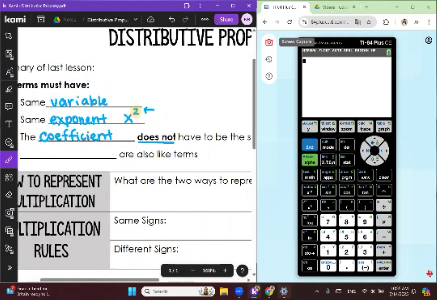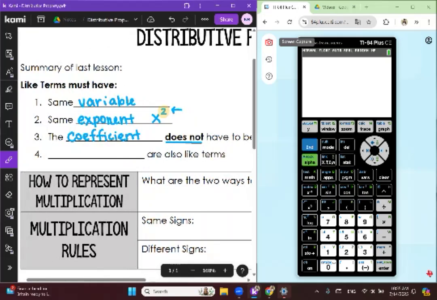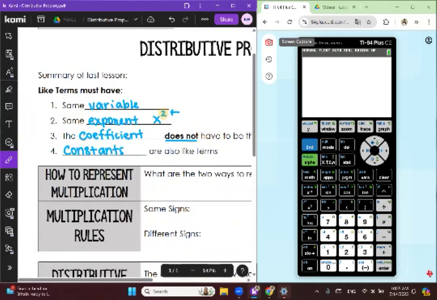What else are like terms? What else were we able to add? We were able to add numbers that are by themselves, which are called constants. Numbers without letters. Now, distributive property is all about multiplying. Yesterday we were focusing on adding and subtracting. Today we're going to be focusing on multiplication.